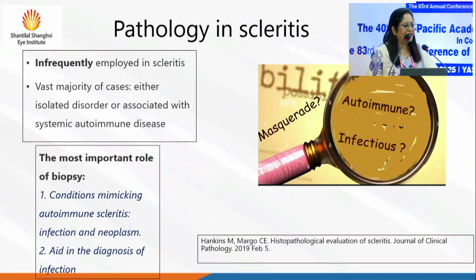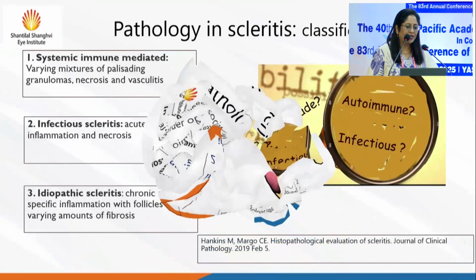Second, even though I know it's infectious scleritis, oftentimes we have to take multiple scrapings for microbiology in order to get to the diagnosis. This is the second very important role of pathology, because pathology can pick up, say, fungal filaments very easily, even from scleral tissues. So it's always a confusion whether our scleritis is autoimmune, a masquerade, or infection.